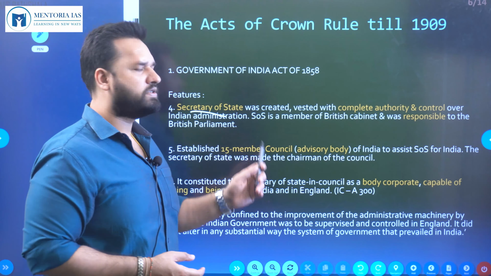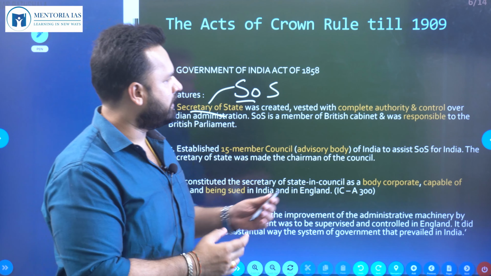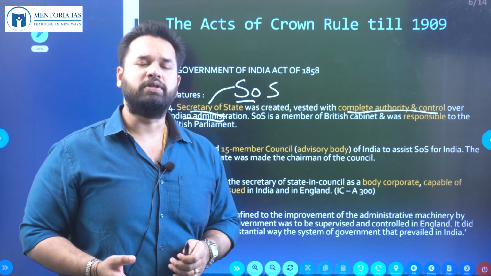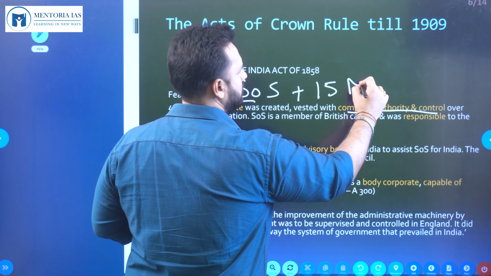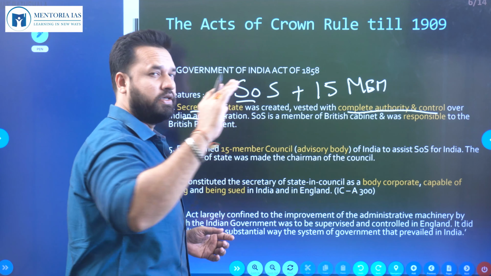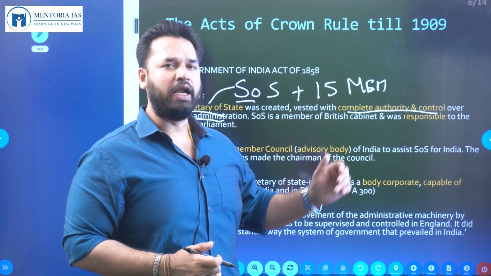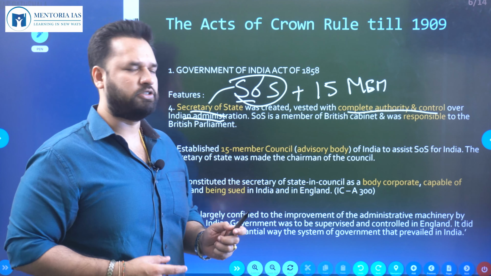Okay, the next one is, fine, there is a viceroy, governor generals are banished, and then how will you administrate? The Queen kept a new person called Secretary of State. What will he do? He has complete authority and control over the Indian administration. How will he control this administration? He has a 15-member council. Imagine a Secretary of State with 15 people advising him on Indian administration, and this person is responsible to the Parliament, and Parliament is responsible to the Queen.